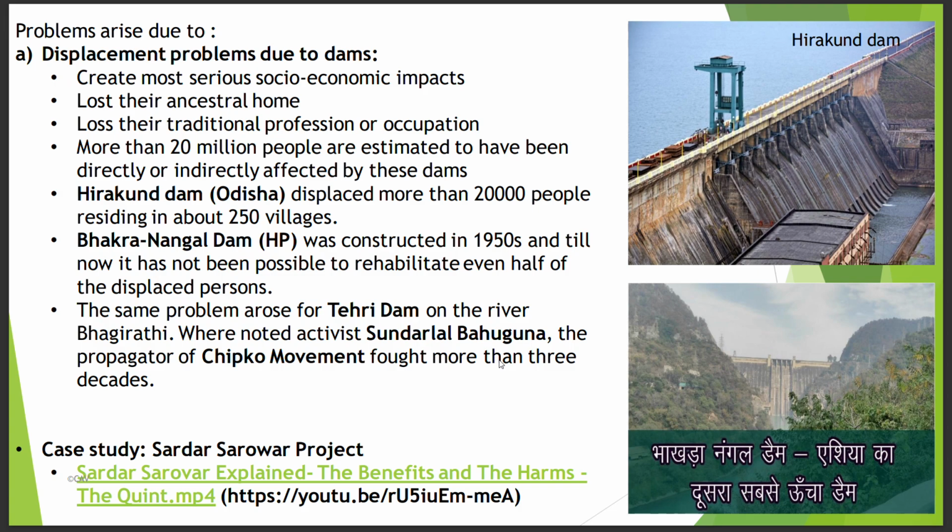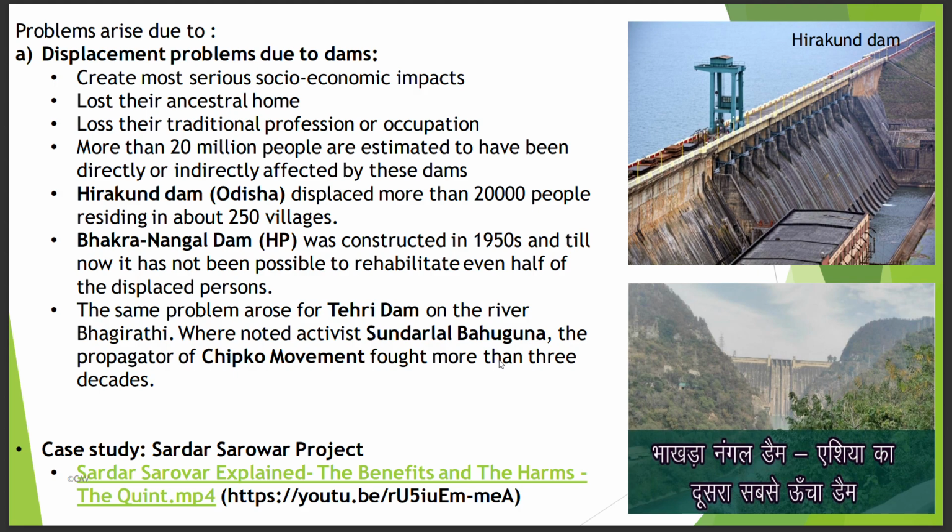So let's study them. Like displacement problems due to dams. They create more serious socio-economic impacts. The people there lost their ancestral home. They lost their traditional profession. More than 20 million people are estimated to have been directly or indirectly affected by dams.